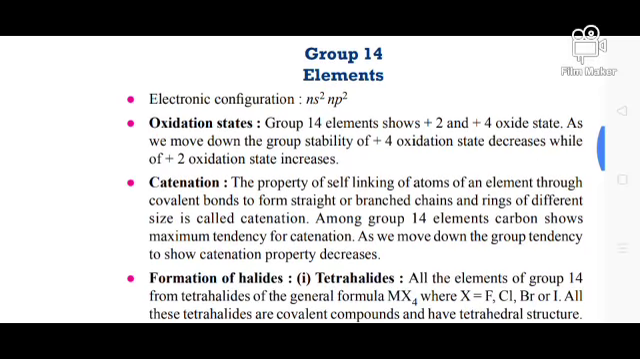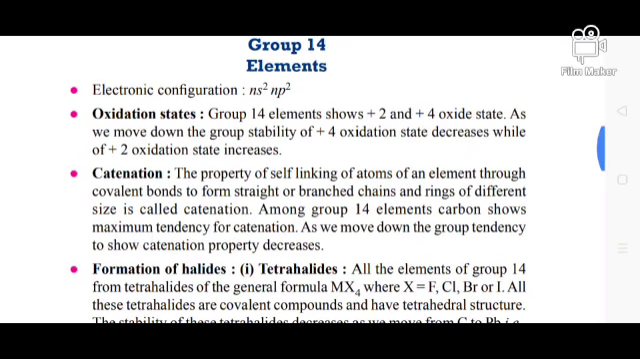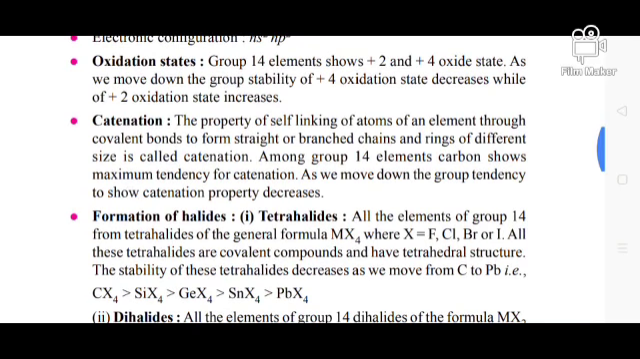After that, going on to the group 14 elements, what is the configuration? Here the configuration changes from the group 13 elements. ns2 occurs as before, but here the change is np2, that means 2 electrons in the p orbitals. The oxidation states of group 14 elements are +2 and +4. As we move down the group, the stability of the +4 oxidation state goes on decreasing, while that of the +2 oxidation state goes on increasing.